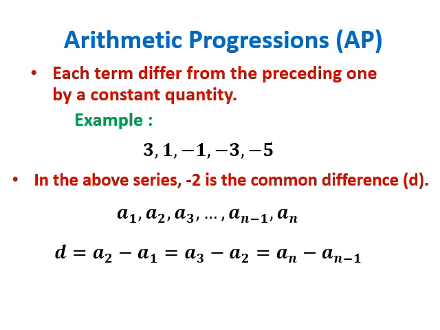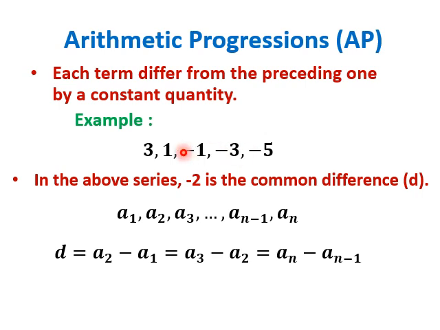Basically it contains a series of numbers similar to this like 3, 1, minus 1, minus 3, minus 5, where each of these numbers is called a term. What we observe, if the series is an AP, then each term differs from the preceding one by a constant quantity, and this constant quantity is called the common difference.